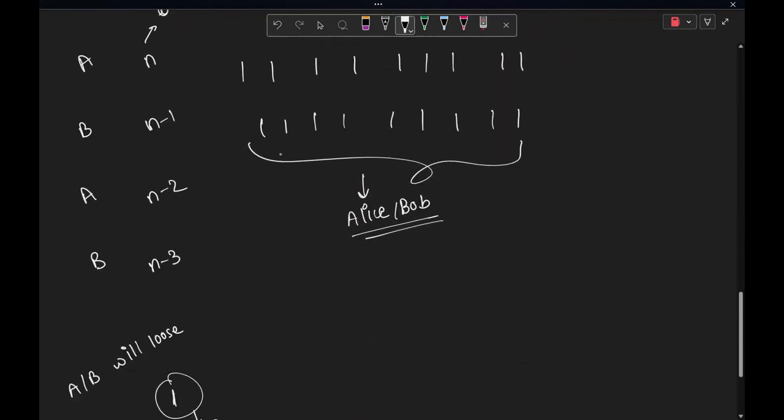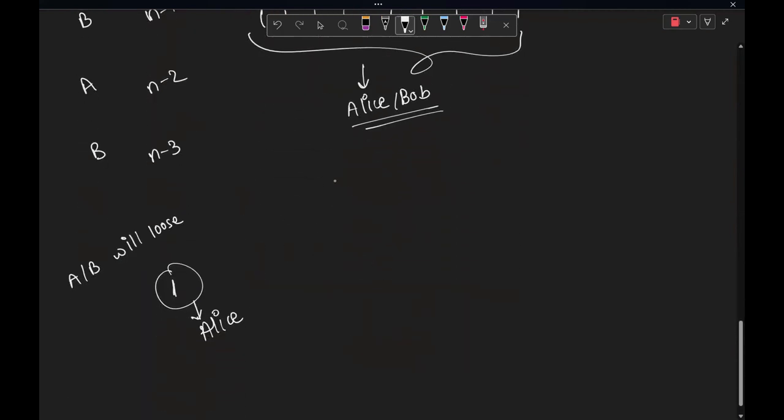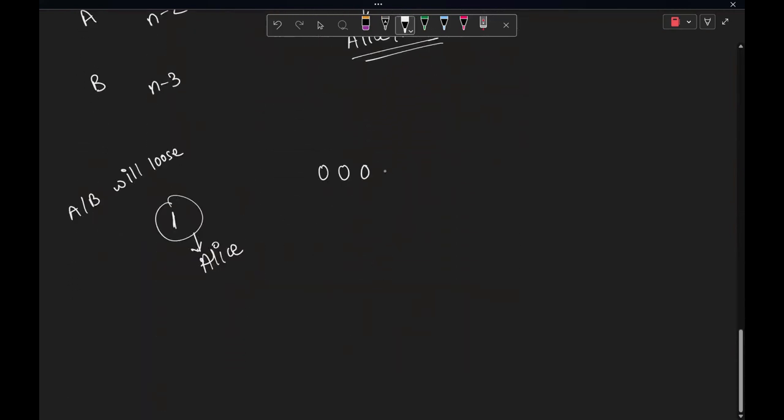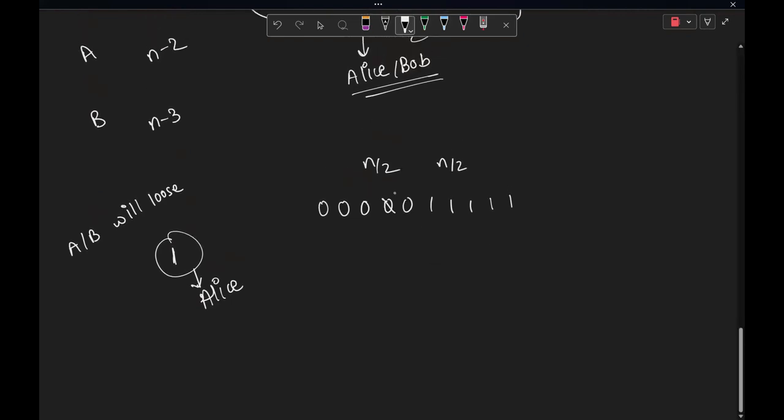And I actually got one more idea. Let's say 0 is coming up n by 2 number of times and 1 is coming up n by 2 number of times. Then in that case, whatever Alice chooses, Bob can choose the exact opposite of that.